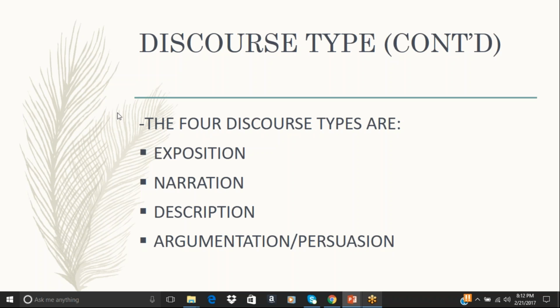All right, good. So there's exposition, narration, description, argumentation/persuasion. Remember, argumentation and persuasion are interchangeable, but there is a little bit of a difference between both of them, and we're going to be exploring that in a few.